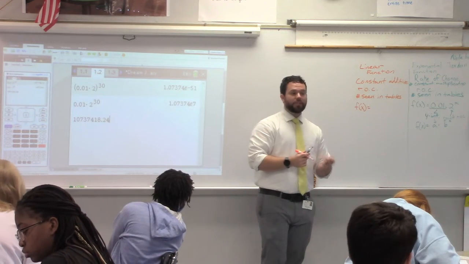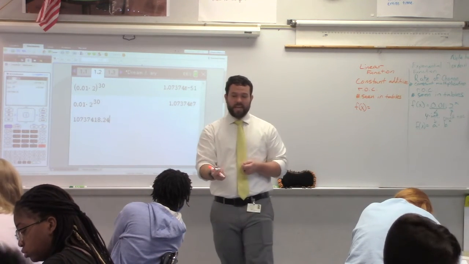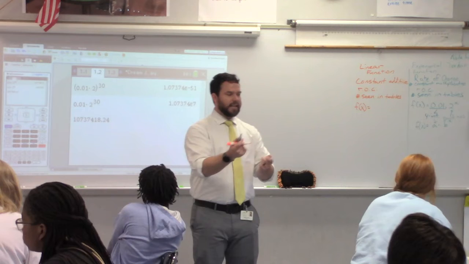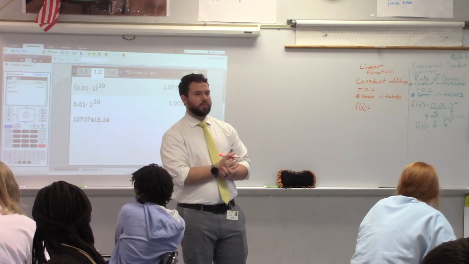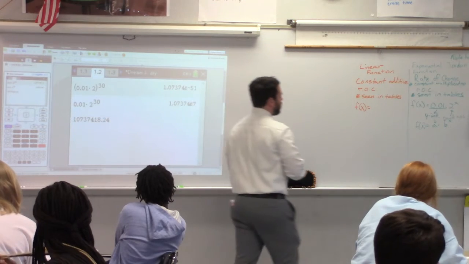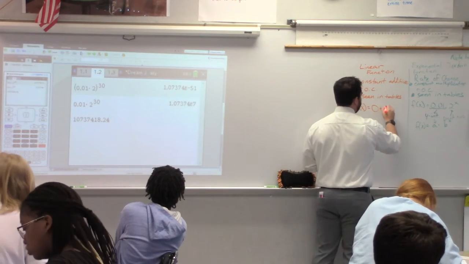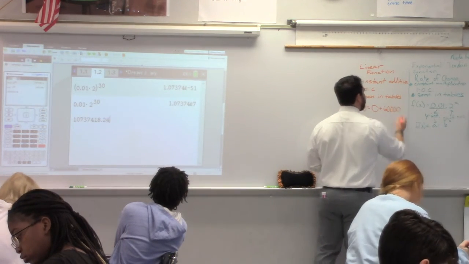So if it was just x plus 60,000, x is the number of days. Are we just taking the number of days and adding 60,000 to it? No, it's like 0 plus 60,000 every day. 0 plus 60,000 every day.